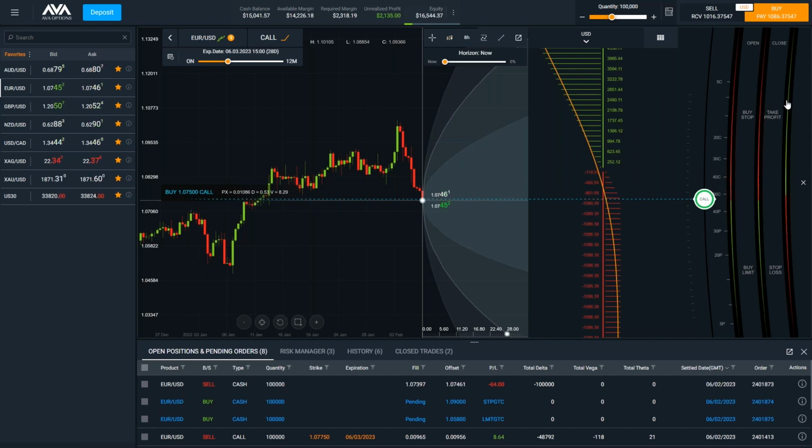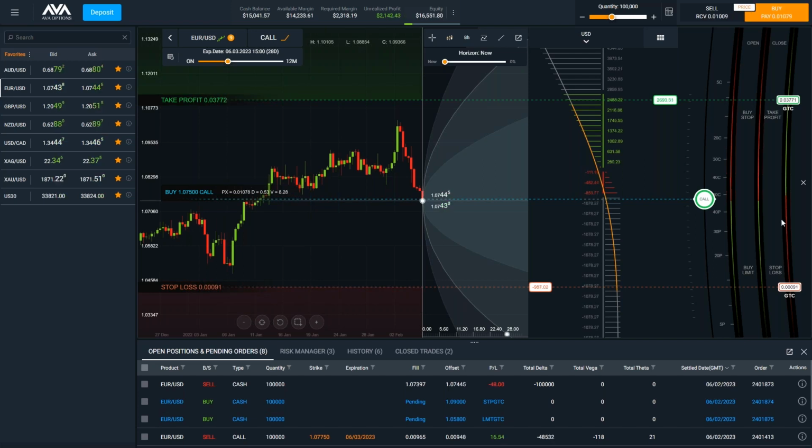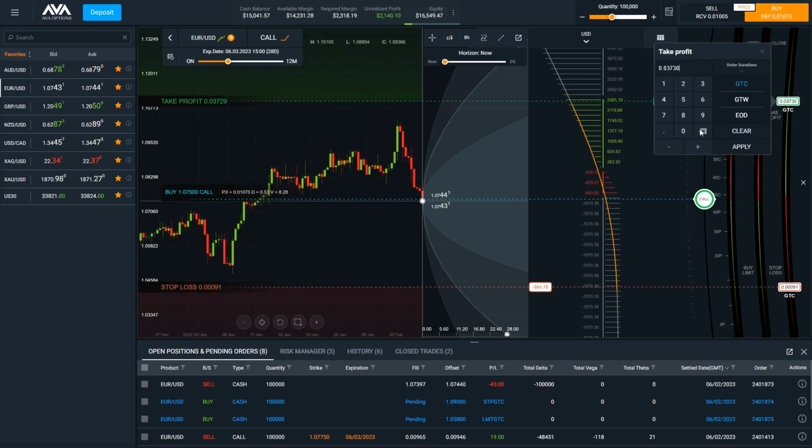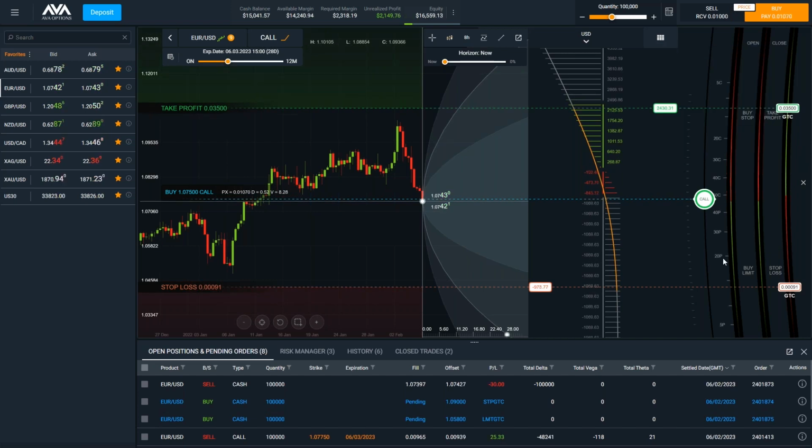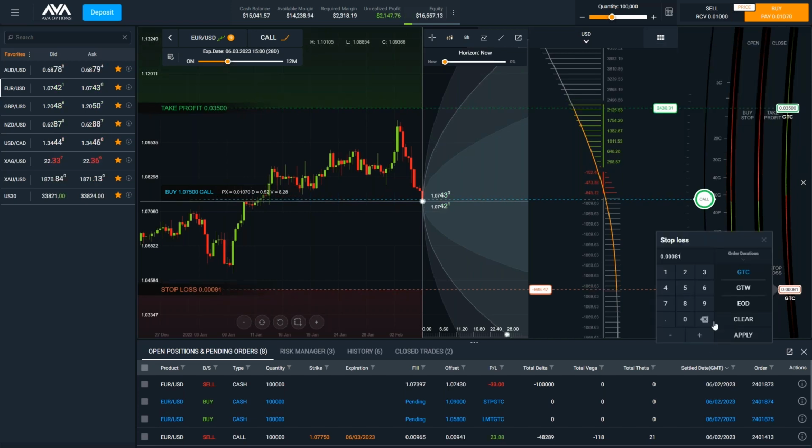Same thing with limit orders. I can put in a take profit and a stop loss. And you can see that the take profit and stop loss is based on the price of the option. I'll put this back in price. I'm going to buy this option for 107 pips, 0.0107, and I'll put in a take profit at, let's say, 3.5 points. And I'll put in a stop loss at 100 pips. Not 100 pips, let's put it in at 50 pips.